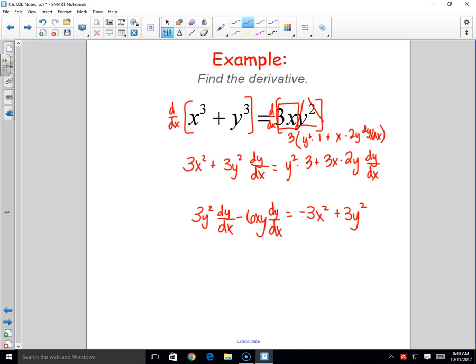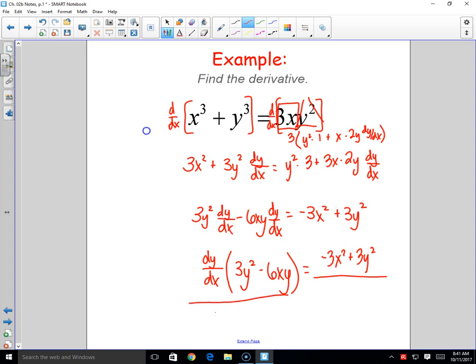Now, do you guys remember from your steps or even from the other example, what do we do if we're trying to get dy dx by itself? Factor. Pull it out. So pulling out dy dx, I need him totally alone, so I'm not pulling anything else out. Why did I write him up there? Because what am I getting you ready to do? Divide. Let's move this guy over.